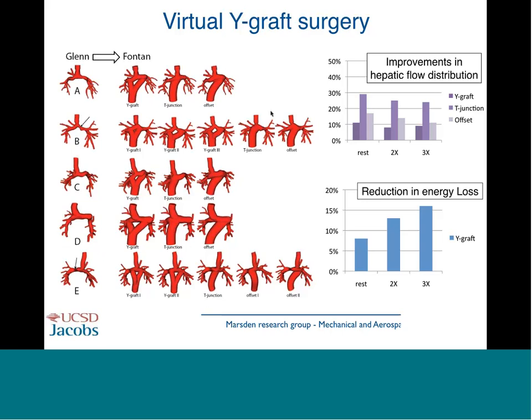I'm not going to get into too much detail on the results, but we were able to show improvements in hepatic flow distribution. This is a percentage difference from the theoretical optimum, which was a 50-50 distribution. And so the Y-graft outperformed the other 2 design options. And we were also able to show reduction in energy loss, which increased with increasing exercise level.